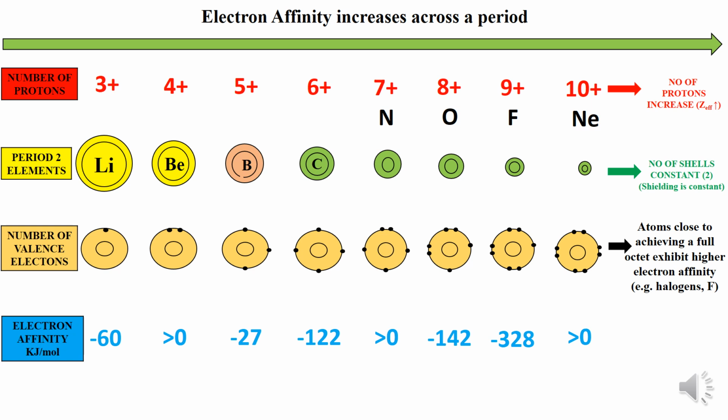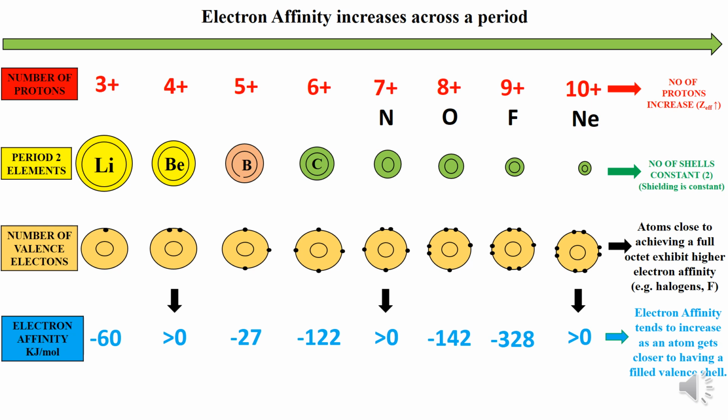But as per the general trend, it should increase across the period. But we see that the trend is not proper. As per the trend, electron affinity should increase as the atom gets closer to having a filled valence shell. But some elements in period 2 show some exceptional behavior. They show anomalous behavior with a positive sign, like in the case of beryllium, nitrogen, and neon.